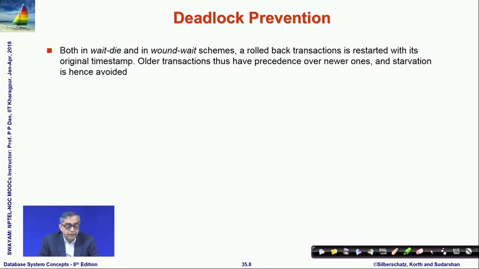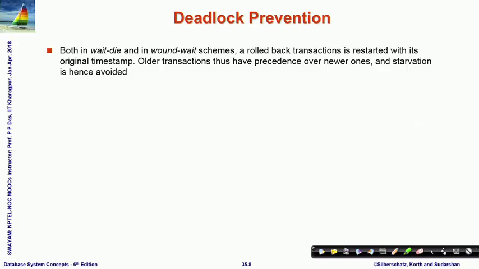So, in both the wait-die and wound-wait schemes, the rolled-back transaction is restarted with its original timestamp. This is a very, very important point to note. When you restart the transaction, you do not put the timestamp of when it is being restarted. You put the timestamp of its original time, the time when it was started and had to be aborted and rolled back. So, the older transactions have precedence over the newer ones, and starvation will get avoided.